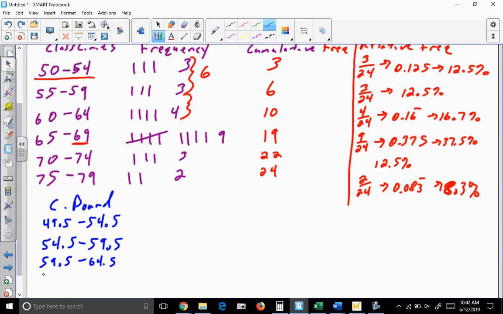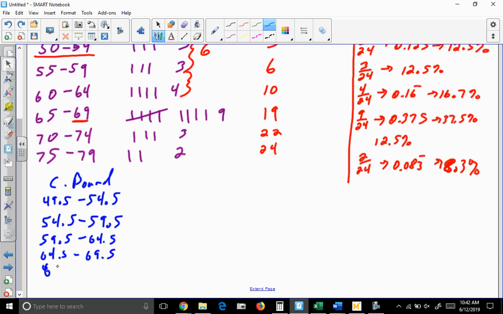The next one starts at 64.5, and it goes on to a half unit past 69, so 69.5. The next one starts there, goes to a half unit past 74, and then the sixth one starts at 74.5 and goes to a half unit past 79.